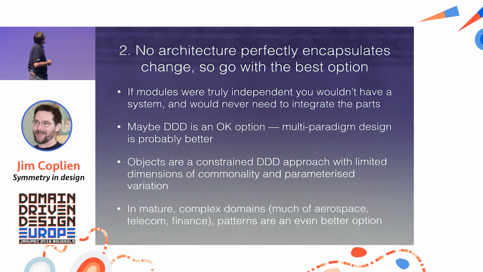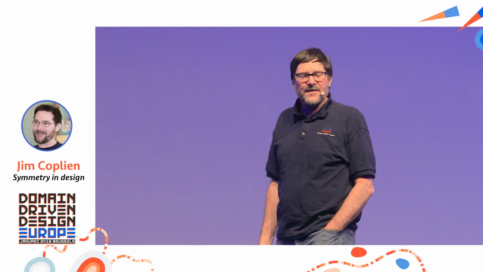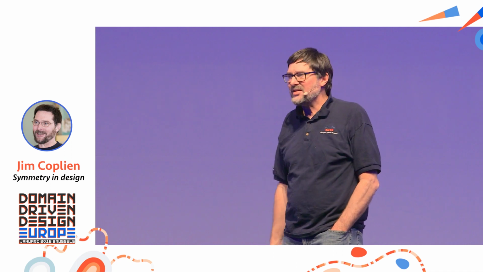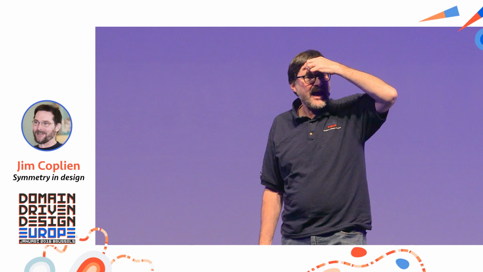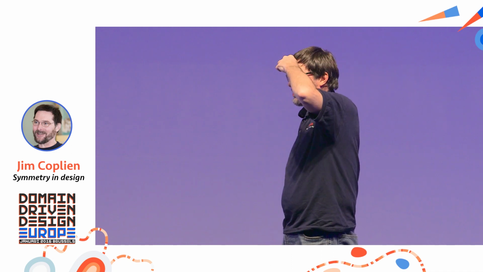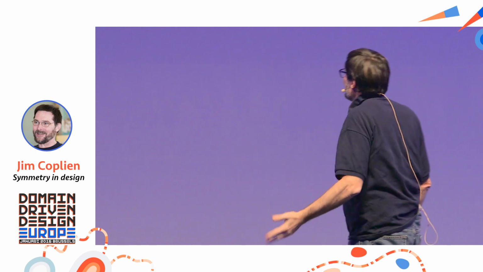So, DDD can be a good option to get you started, but then we need to look at all of these axes of symmetry. Object orientation is just one very constrained DDD approach with limited dimensions of commonality and parameterized variation, which is a very common theme in most of the domain analysis literature, which is commonality and variability analysis. This is called CVA or CVS, which again, I haven't heard a word about in this community, but there's probably many more papers in the domain-driven design area published on that than the total number of papers published out of this community. And it really, really works.